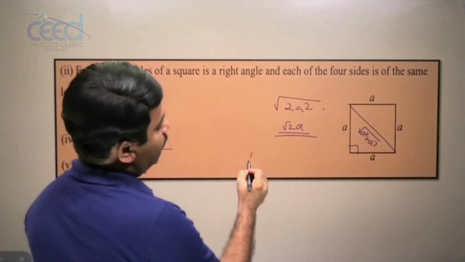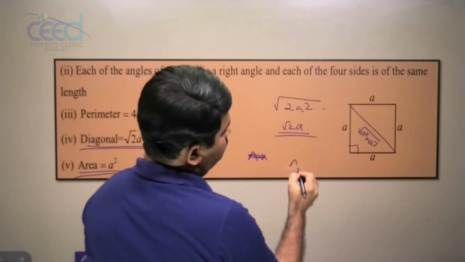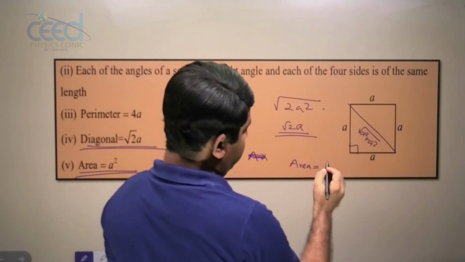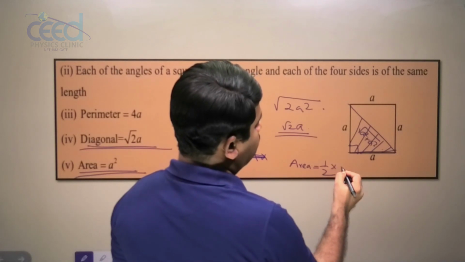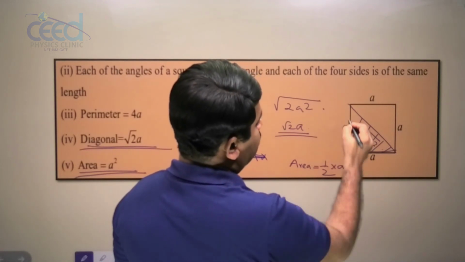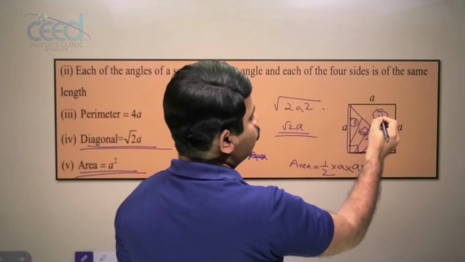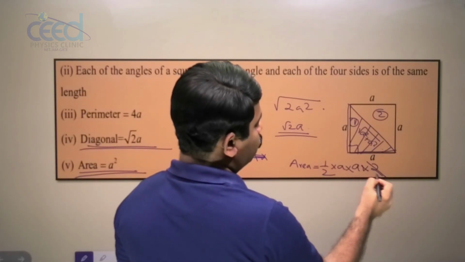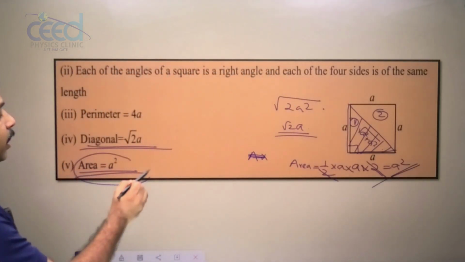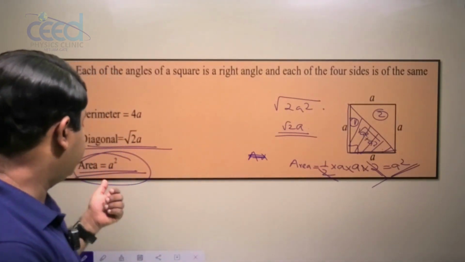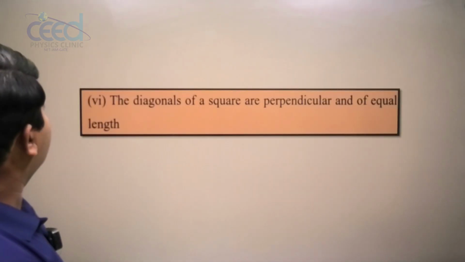Now, what is the area? The area is equal to this triangle's area: half into base A into height, that is also A. We have two triangles, so we multiply by 2 to cancel, then A into A is A square. Then the square's area is A square, alright? So, that is the square.